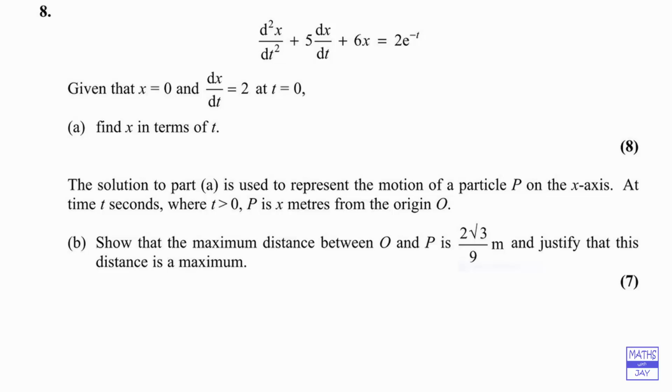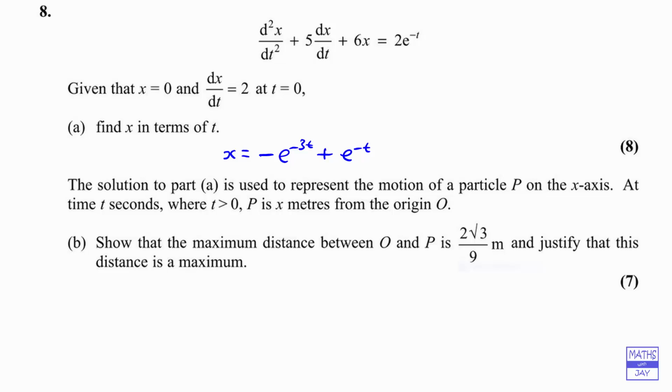Last time we looked at the first part of this question, so we found x in terms of t, so let's write that down. And what we're going to be doing in this video is looking at part B. So we're being asked to find the maximum value of x, so we'll need to differentiate that with respect to t, and then we've got to justify that this is the maximum value, so we'll differentiate again and check that we do get a negative value for our second derivative.